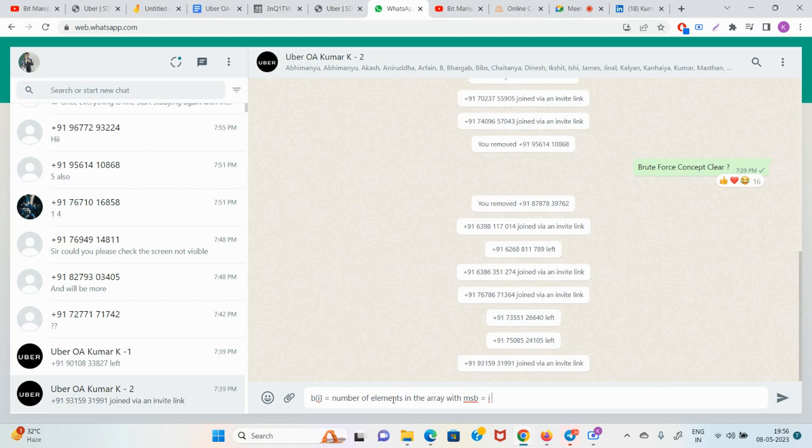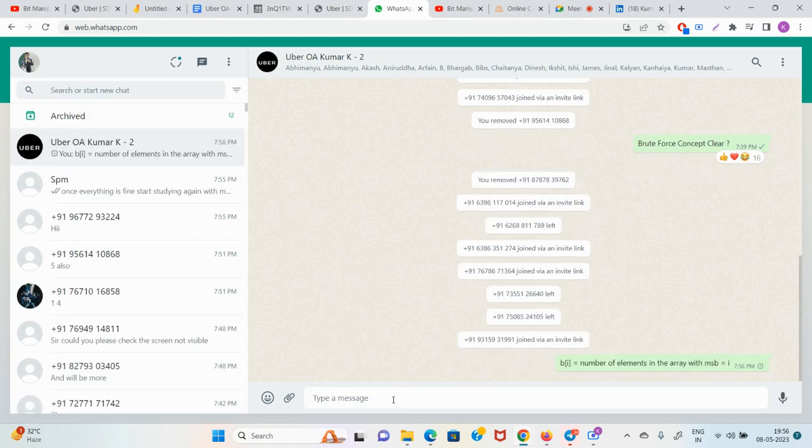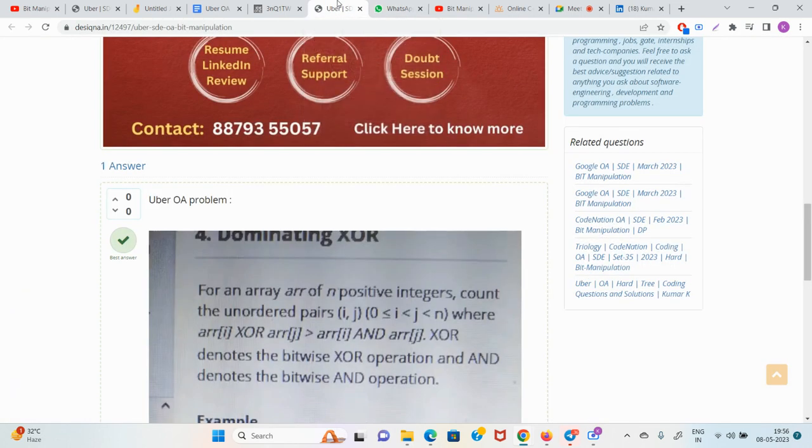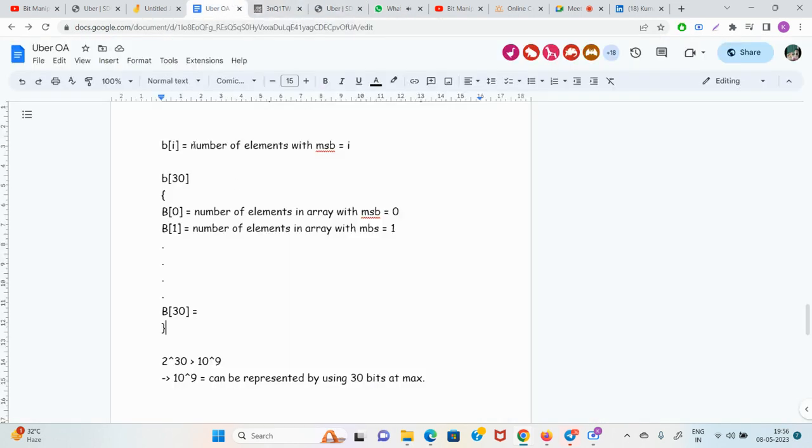Then please react with a thumbs up in the OA Kumar K 2 group, so I know that people at least know the meaning of B of I. We are trying to create an extra array just for our safety. So B of I is nothing but the number of elements with MSB equal to I. How much more should I explain? The number of elements in the array with MSB 0, MSB 1, till 30.